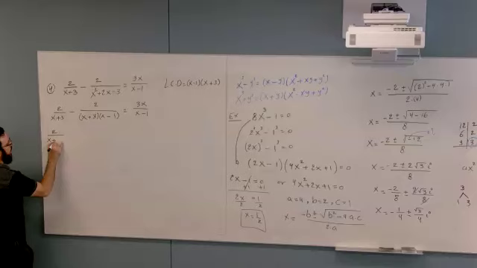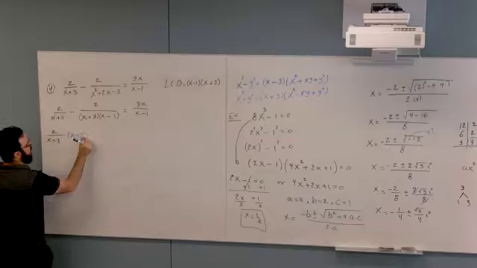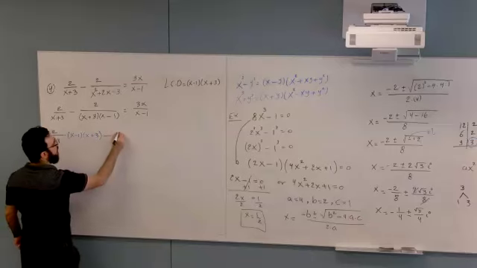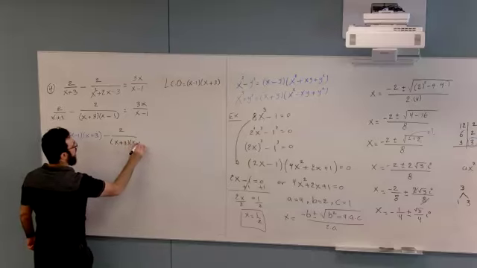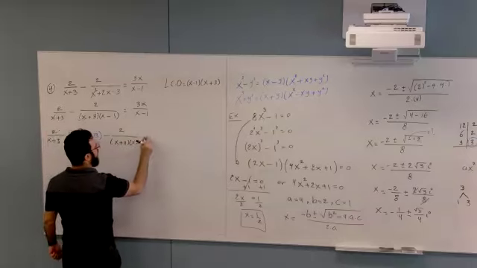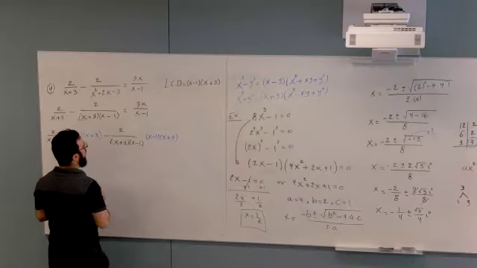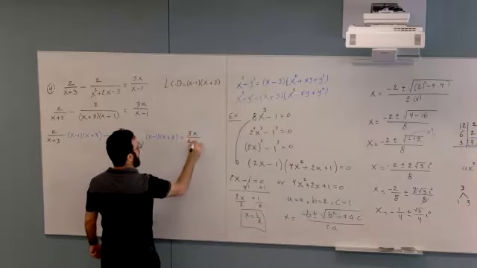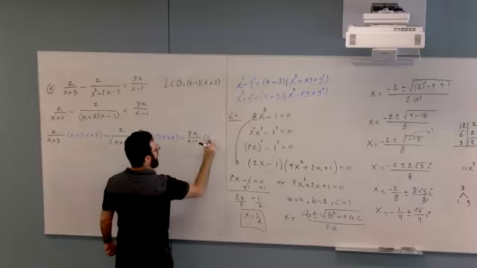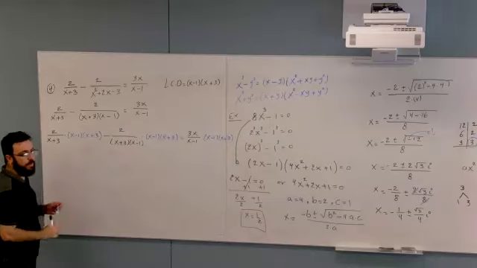2 over x plus 3 times what? x minus 1, x plus 3. This is the first part. Minus 2 over x plus 3, x minus 1 times what? x minus 1 and x plus 3. And then the last one is going to be 3x over x minus 1, x minus 1, x plus 3. Is that okay so far?